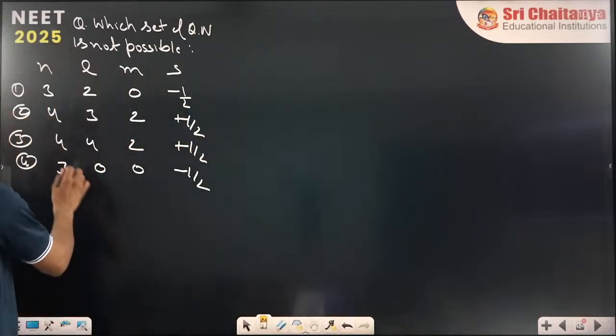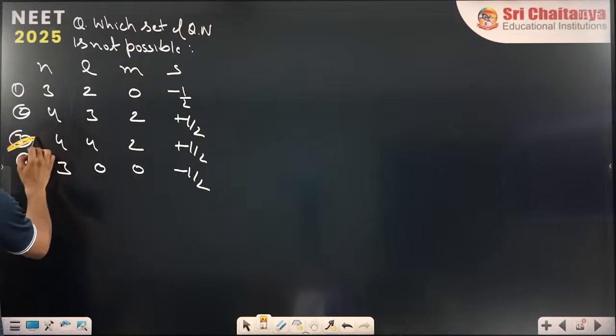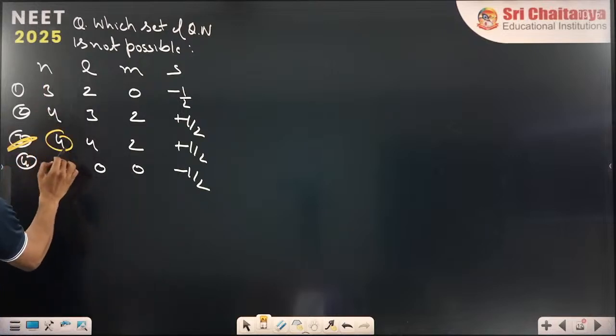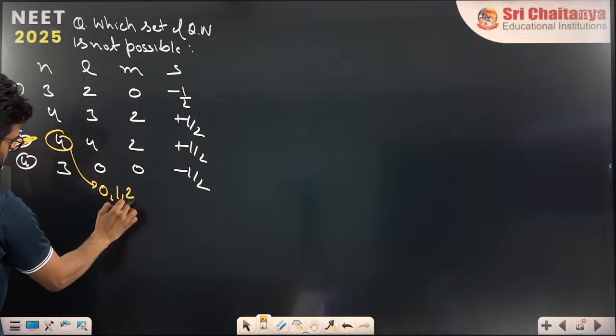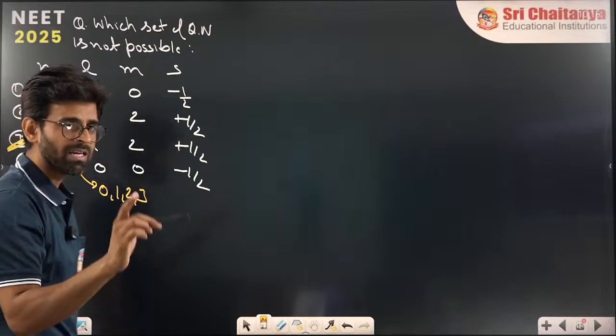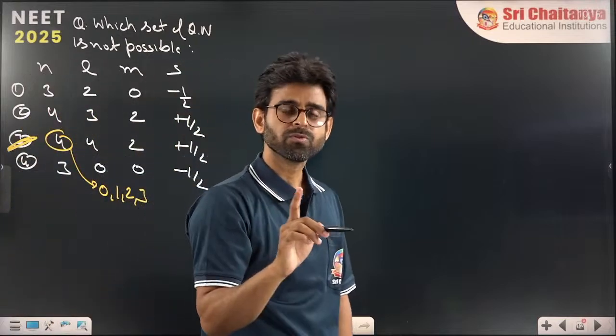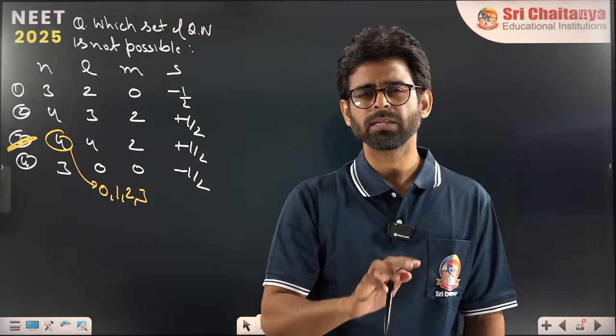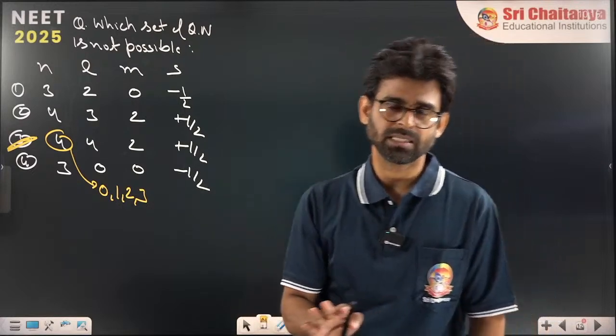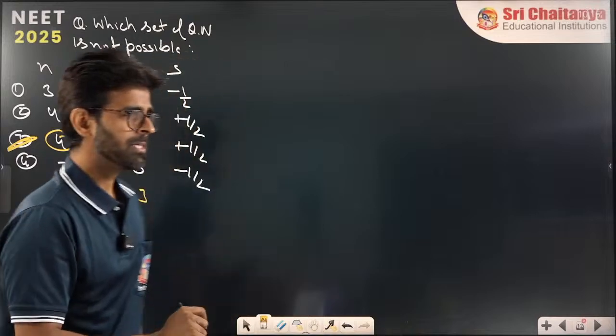If you see carefully, third option: if n is 4, what can l be? It can be 0, 1, 2, or 3. But l value can never be 4, or equal to the n value. That's why it doesn't exist. So these questions are very common in the NEET exam, right?